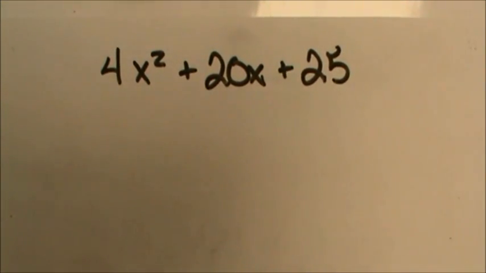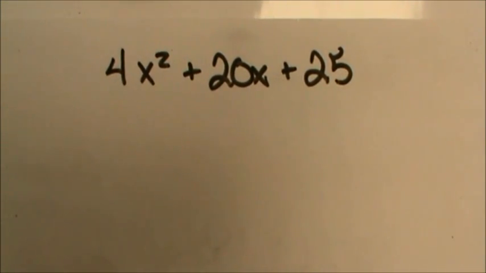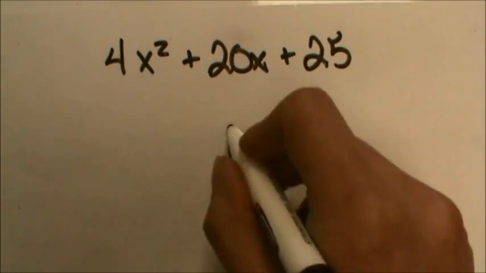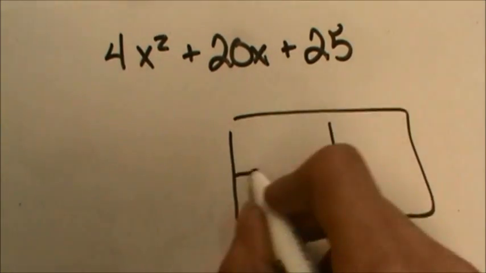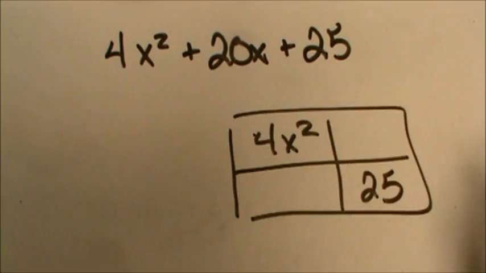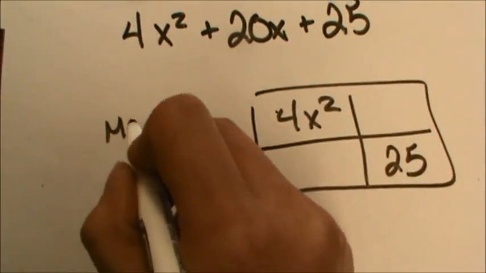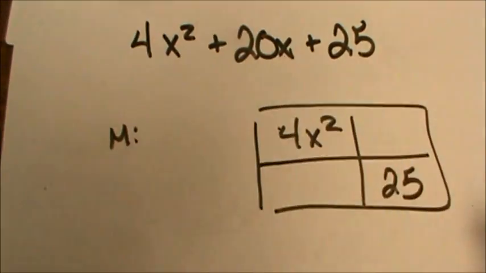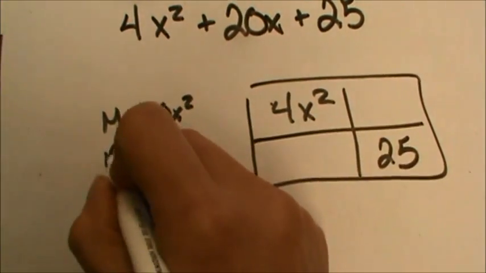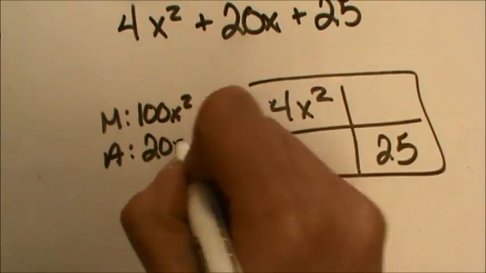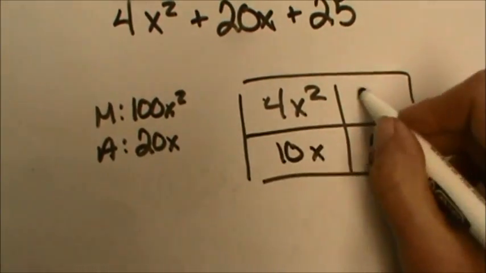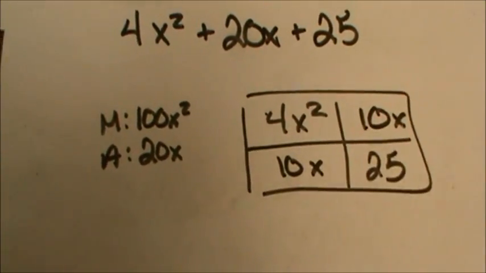What if I didn't recognize that this was a perfect square trinomial? I can use the factor box here. I know 4x squared goes here and 25 goes here. I'm just looking for two numbers that multiply to be 100x squared and add to be 20x. Those two numbers I'm looking for, 10x and 10x.